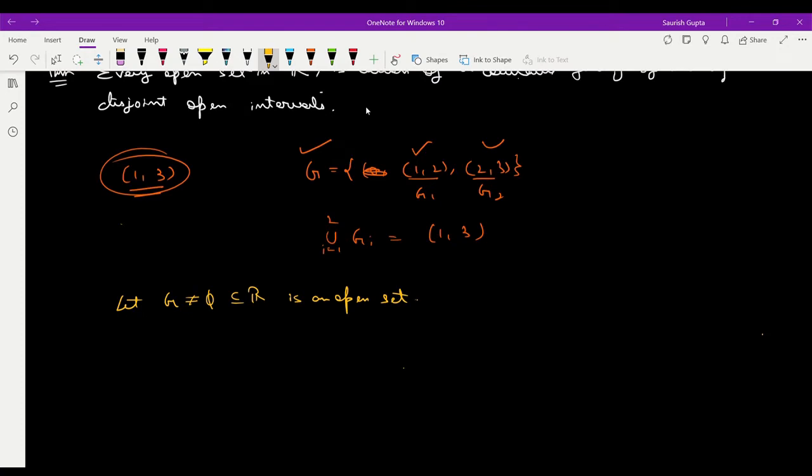And we take two elements from G, x and y, such that there is a relation between them, which implies there exists an open interval I in G such that x and y belong to I. So what we do is that we choose an arbitrary non-empty open set from R, and when we take two elements from G, we define a relation between them such that there exists an open interval I in G, and x and y both are contained in I.